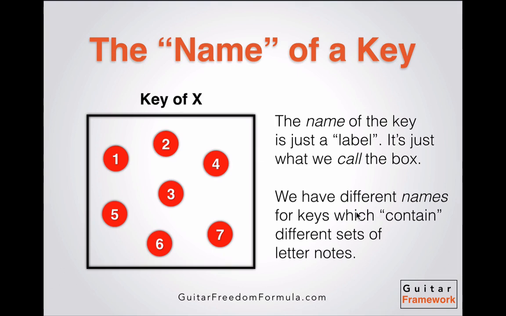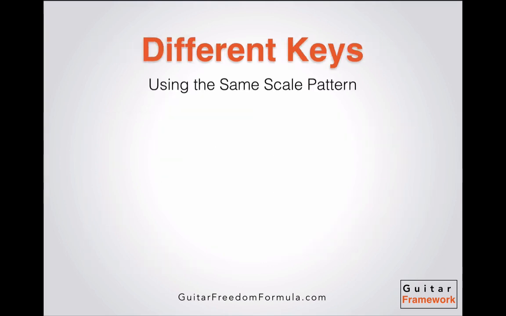So if different names contain different sets of letter notes, I might have another key, which is called the key of Y. And that's literally just a different box, okay? The key of Y would have a different set of letters. So if the key of X had notes A, B, C inside of it, well, the key of Y might have notes E, F, G inside of it. That's the only difference, okay? It's just a labeling system. The name of the key is just a labeling system for us.